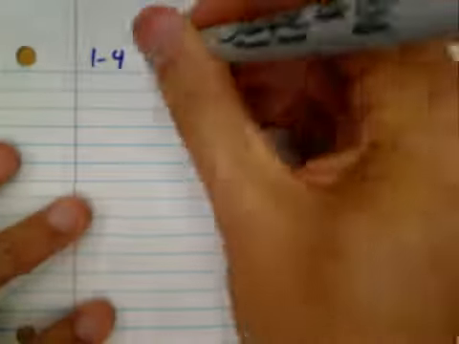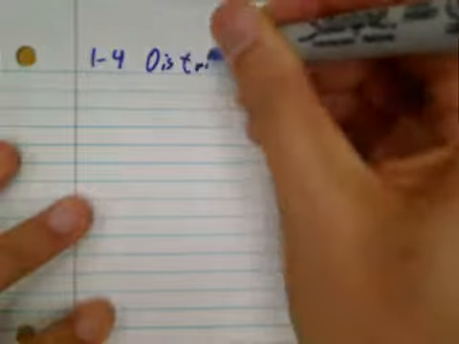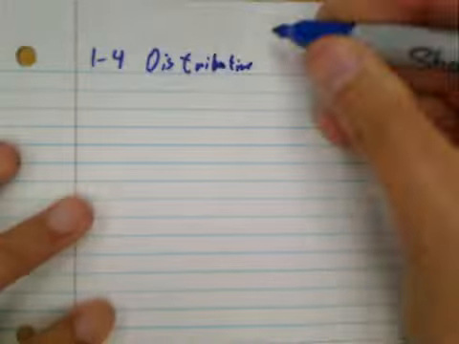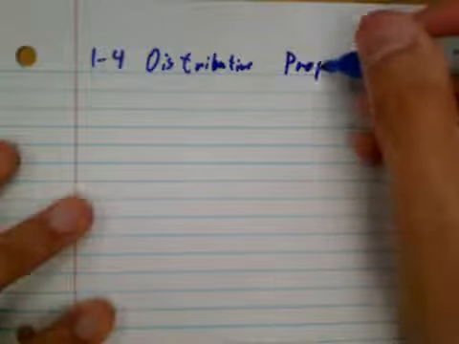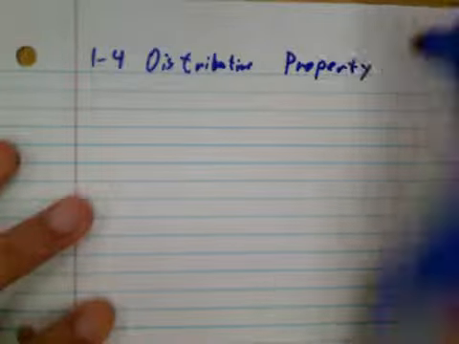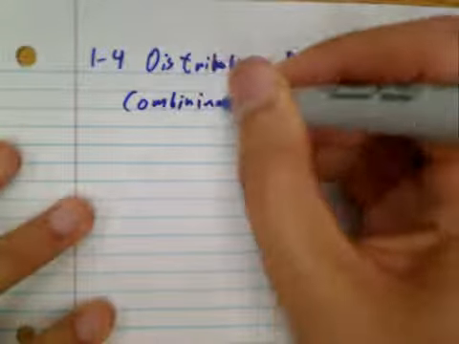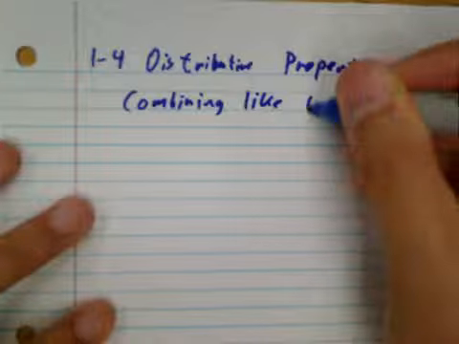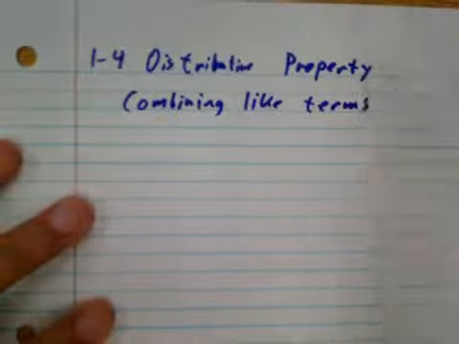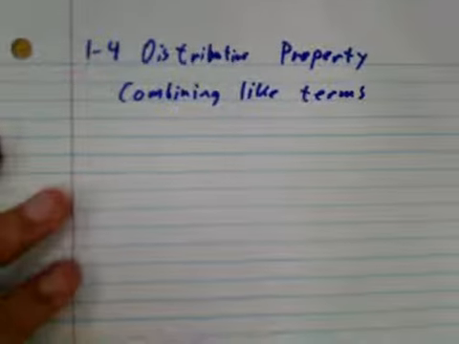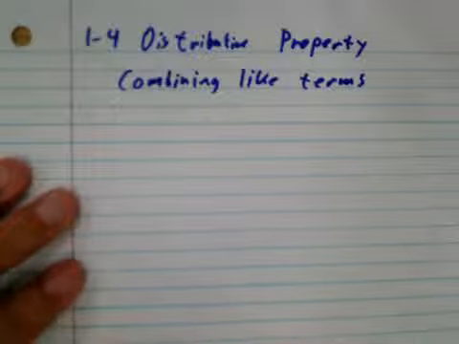So, distributive property. P-R-T-Y. The distributive property and combining like terms. Okay, so these two ideas will go together for us here.